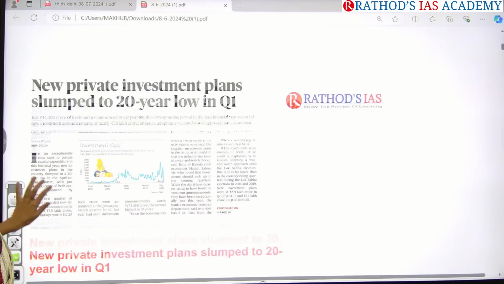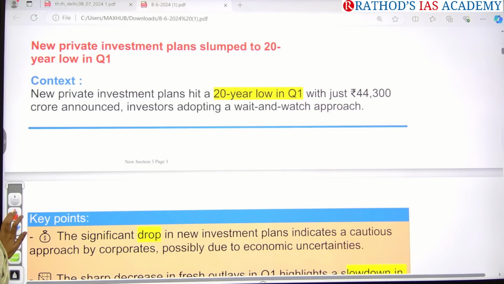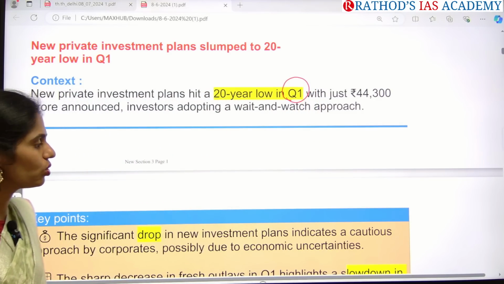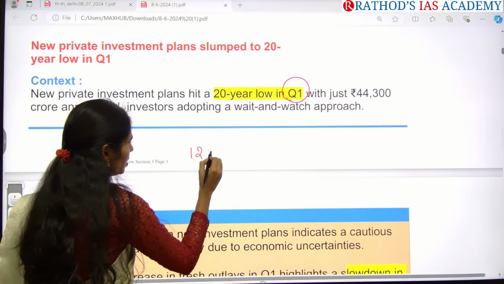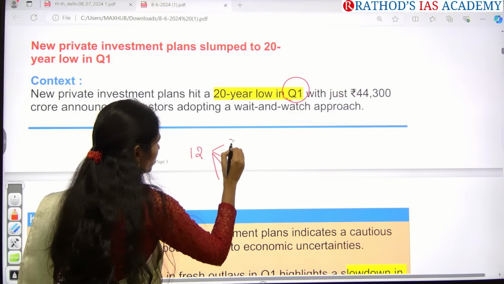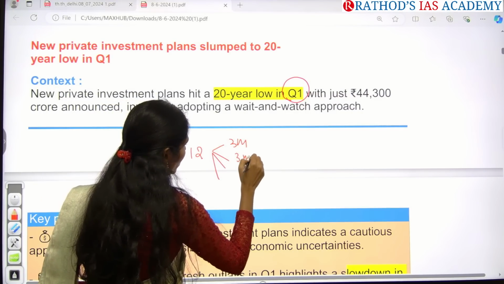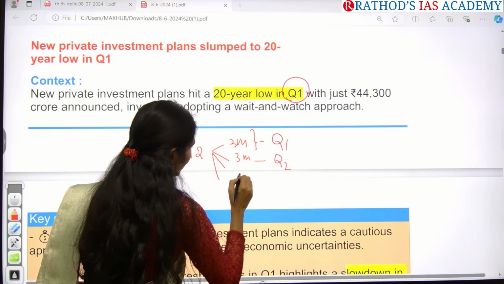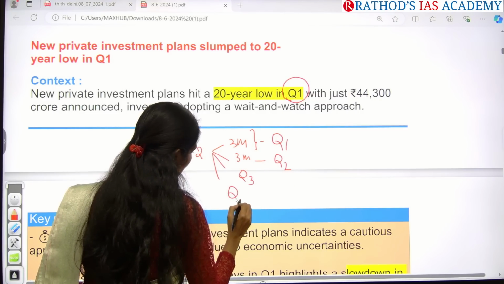Okay, so let us see this article first. Let us try to understand what this article says. In this Q1, a year has 12 months, right? We divide it into 3 months each. So the first 3 months we call Q1, the next 3 months is Q2, the next 3 months is Q3, and the next one is Q4.